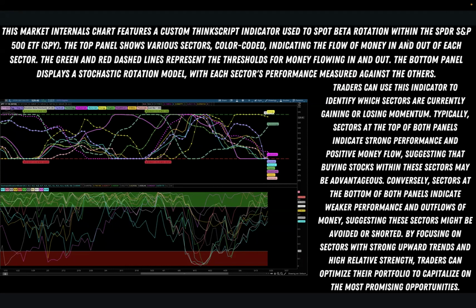Now, traders and investors, the way you can use this chart is to use this indicator to identify which sectors are currently gaining or losing momentum. Typically, sectors at the top of both panels indicate strong performance and positive money flow, suggesting that buying stocks within these sectors may be advantageous. Now, conversely, sectors at the bottom of both panels indicate weaker performance and outflows of money, suggesting these sectors might be avoided or shorted. By focusing on sectors with strong upwards trends and higher relative strength, traders can optimize their portfolio to capitalize on the most promising opportunities.